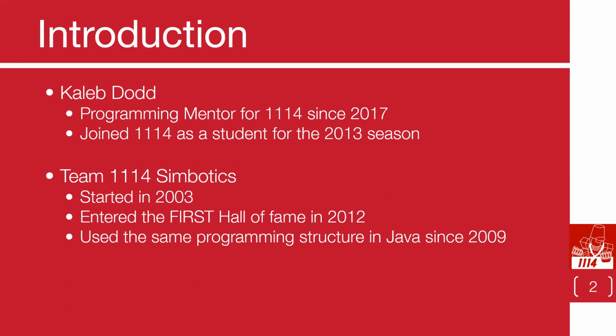As I said, mentor for 1114. Our team has been around for a while. We're a FIRST Hall of Fame team. And we've actually used the same programming structure since we switched to the cRIO, which was when Java first came to FRC. And basically ever since then, we've been using the same way of programming with some modifications year to year and slowly building up. But most of how we approach autonomous has been unchanged since then.